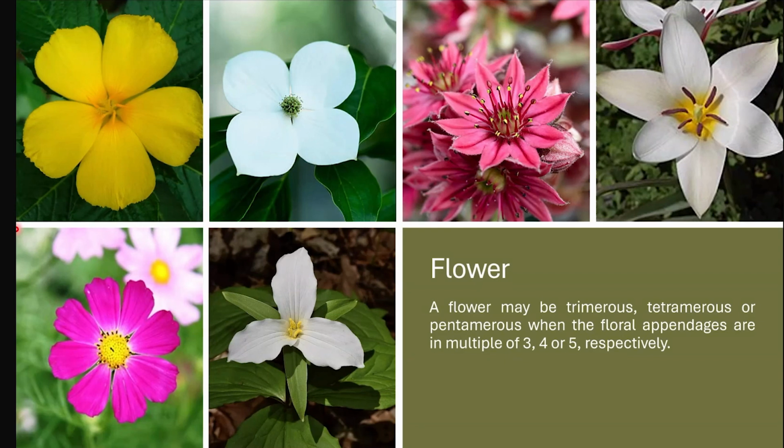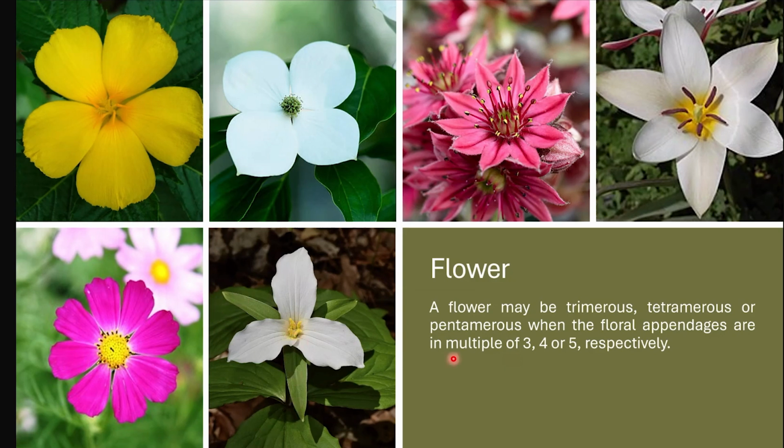So, let us discuss a little more about the flower. A flower can also be trimerous, tetramerous or pentamerous when the floral appendages are in multiples of 3, 4, or 5 respectively. So what do you mean by this? Trimerous means multiple of 3. Tetramerous, multiple of 4. Pentamerous, multiple of 5. Right? So these are certain examples that I have visually represented over here.